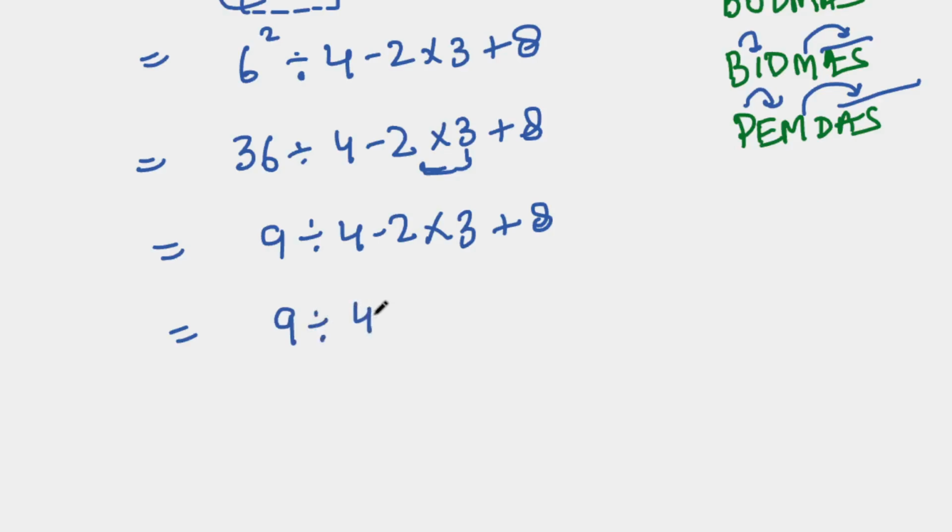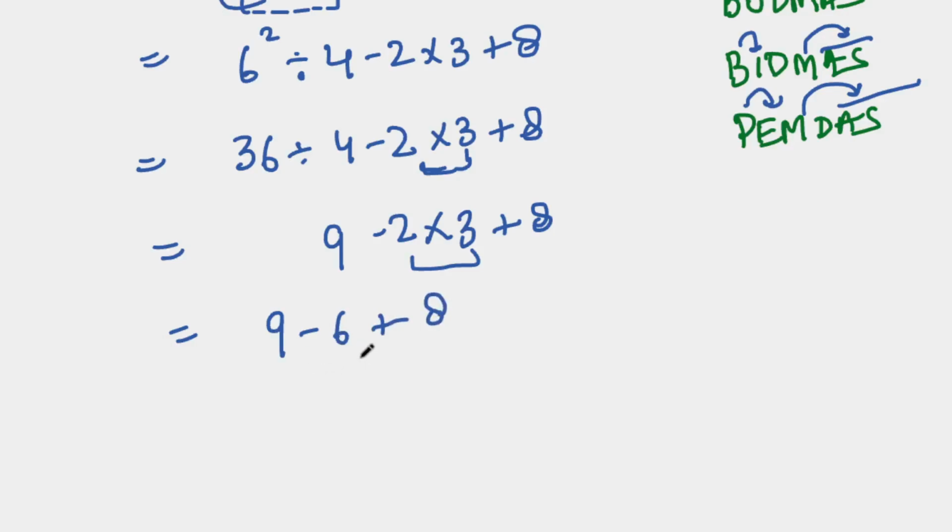Okay? So now we have 9 divided by 4. Sorry. Let me make it correct. 36 divided by 4 is 9. Okay. So now this 4 is gone. Okay. So it becomes 9 minus 2 times 3. Now this portion will be solved. So 9 minus 6 plus 8.